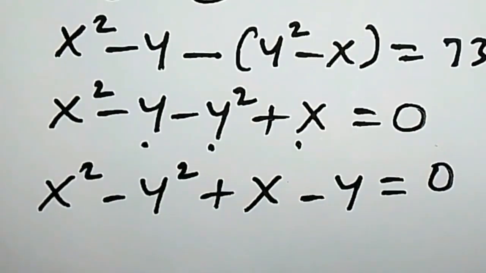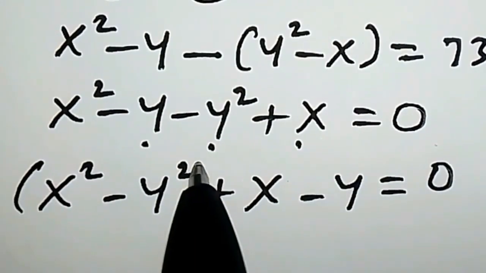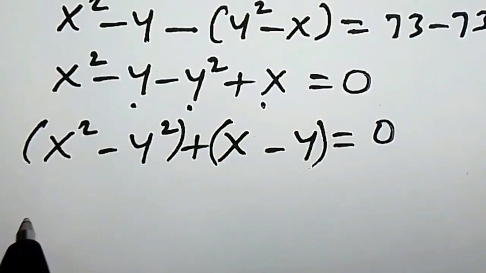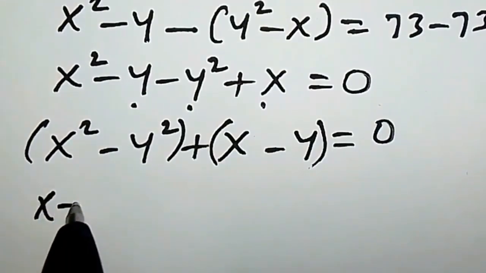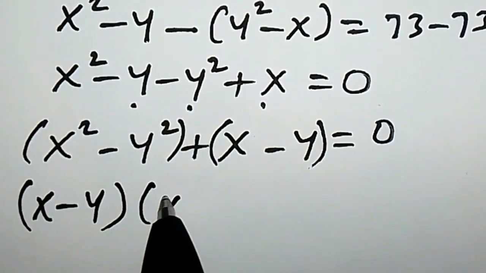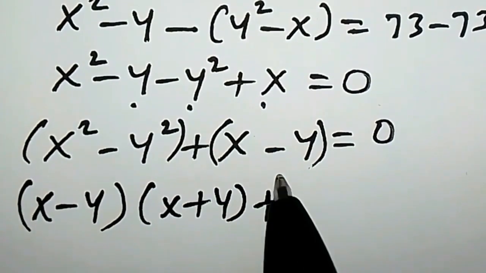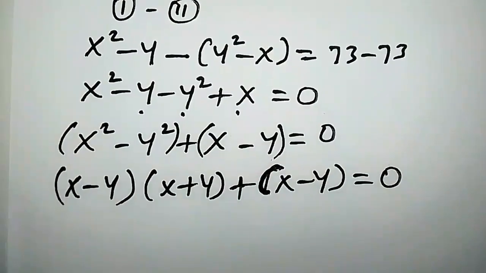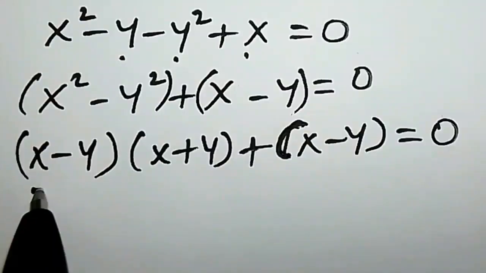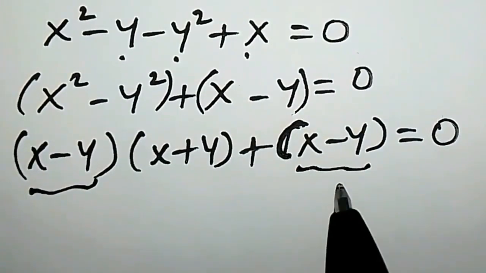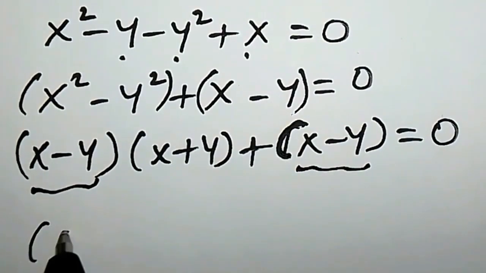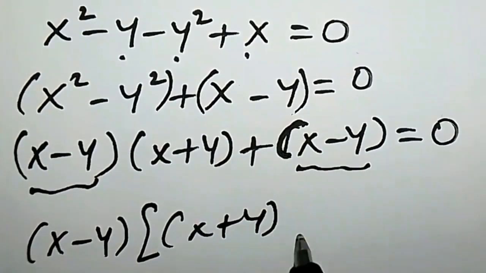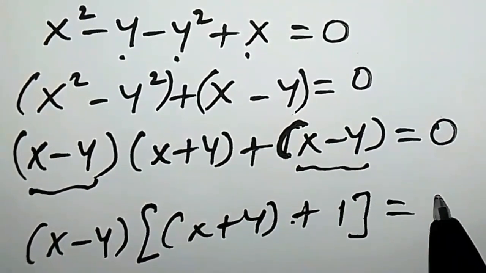But you will observe that we can just put these in brackets. x squared minus y squared is an identity, and we can write it as x minus y times x plus y, plus x minus y equal to 0. Let's continue. You will notice that x minus y appears twice. We can pull it out. So that will be x minus y into x plus y plus 1 equal to 0.